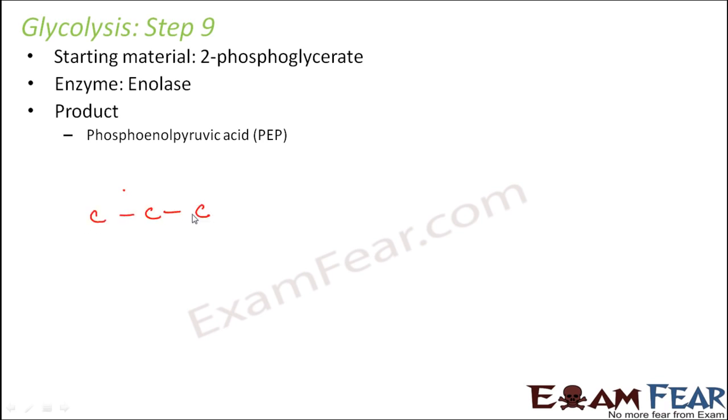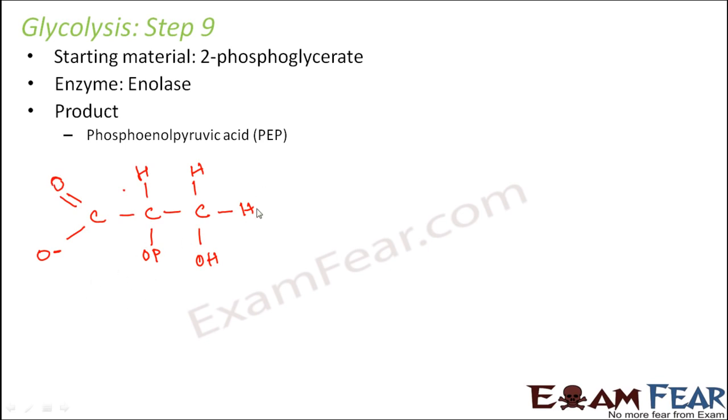So we have 3 carbon atoms and on the second carbon we have the phosphate group. So if you talk about the other bonds which we have to the carbon, this is how it looks like. So this is how 2-phosphoglycerate looks like.